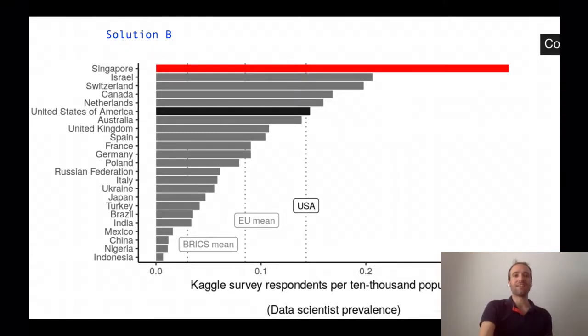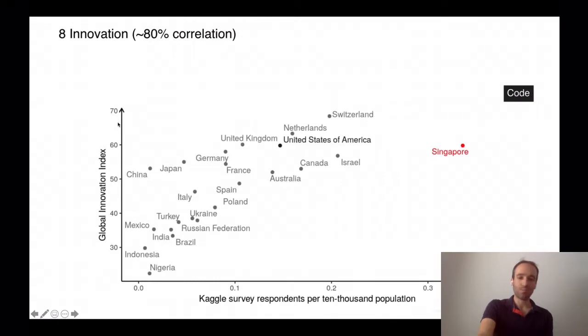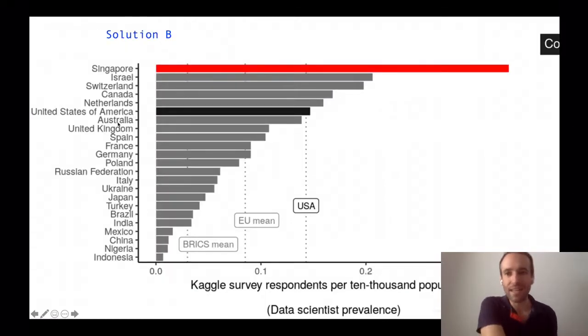And then what we see is that, well, some countries stand out. So here we have the number of data scientists that use Kaggle, yeah? Kaggle survey respondents per 10,000 population, and here we have the countries. So if you'd like to marry a data scientist, then you should go to Singapore. That's what I'm thinking here, right? And here we can see the BRICS mean, EU mean, and USA mean. Very interesting.